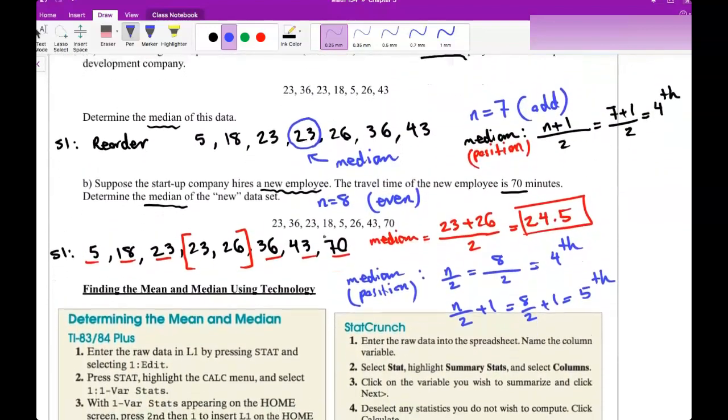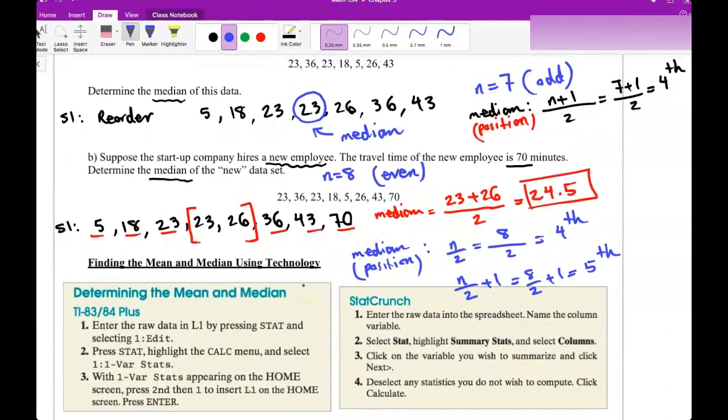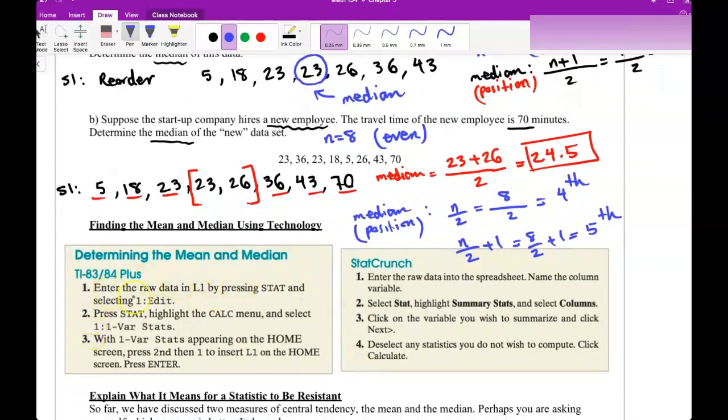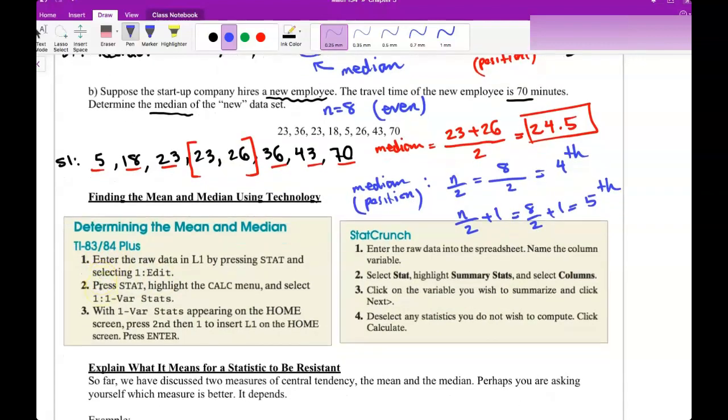Okay, so we got the median for each one using this method without using a calculator, without using StatCrunch. Now let's use these two. We have TI-83 or 84 Plus. These are the steps.